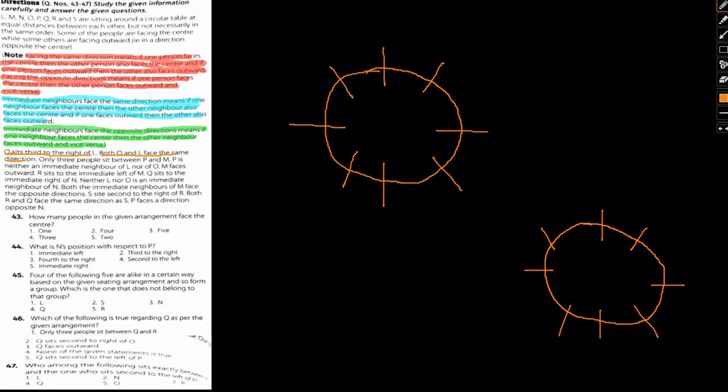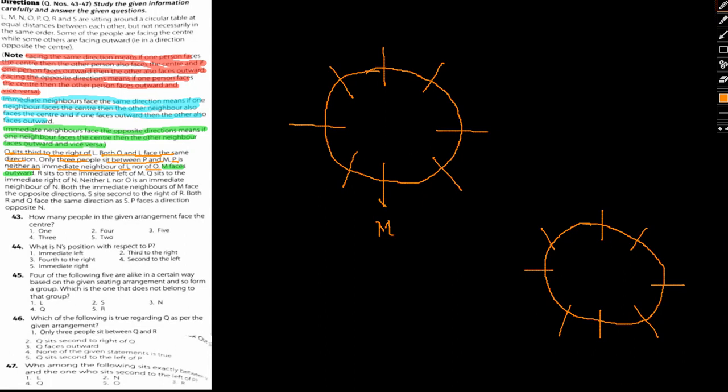Only 3 people sit between P and M. So 3 people sit between P and M. P is neither a neighbor of L nor O, so P is not an immediate neighbor of L or O. M faces outwards. So M is given, M faces outwards. Let me highlight this point. M faces outwards. R sits immediate left of M.